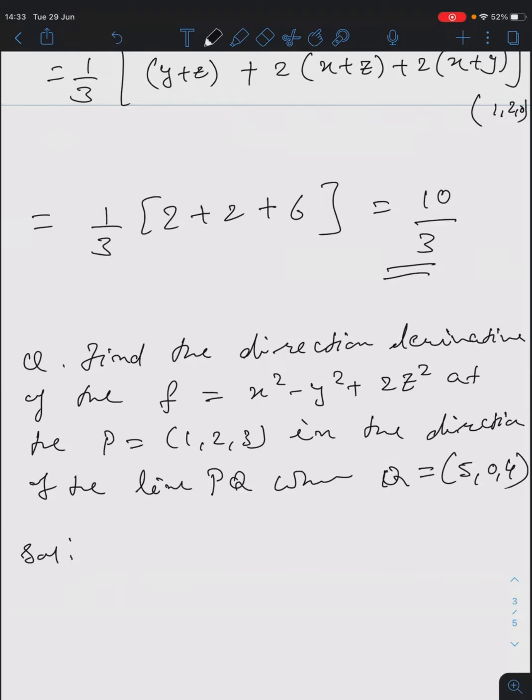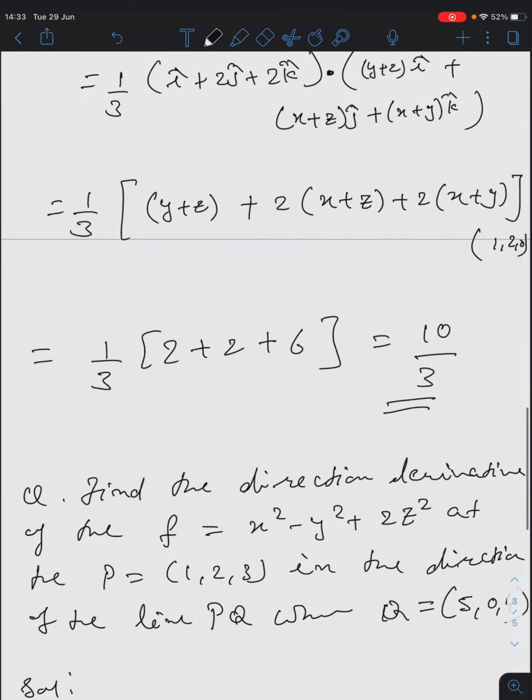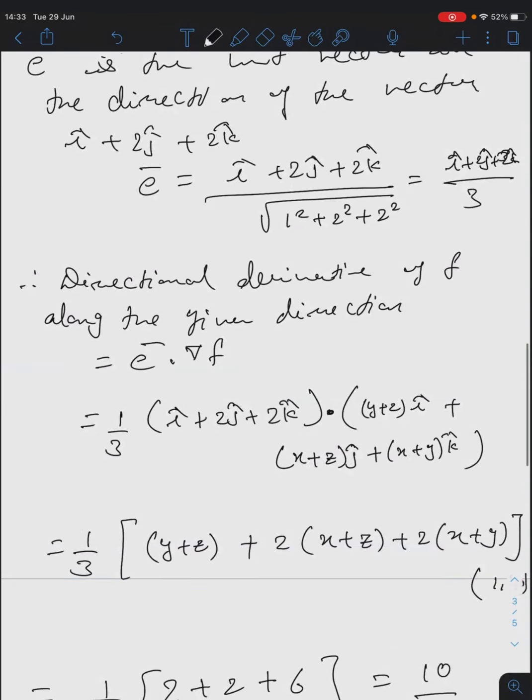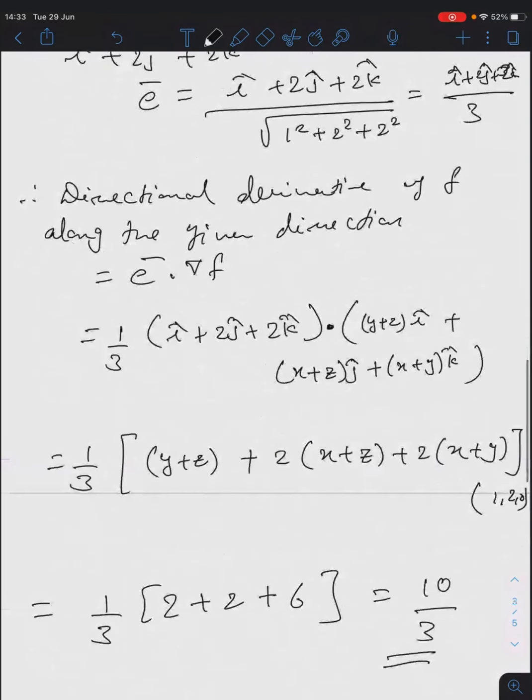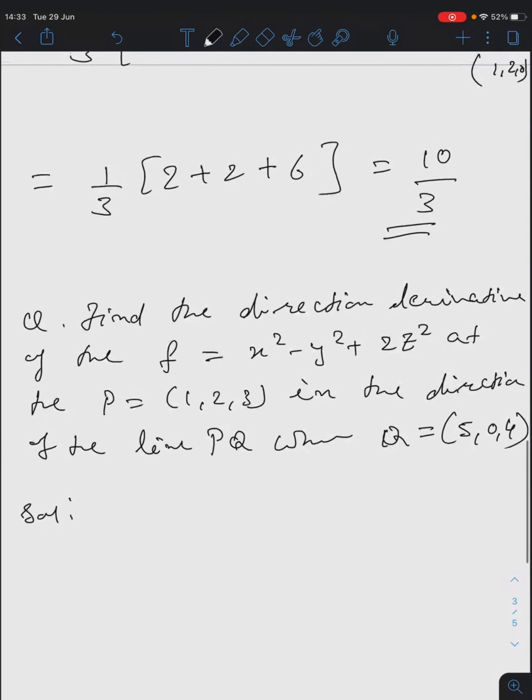So first you need to find the position vectors of P and Q with respect to the origin. Then only you can find the vector PQ. In this question, you are calculating the directional derivative of some function in the direction of that vector. Here, the direction is given as the line PQ. So you need to obtain it first.